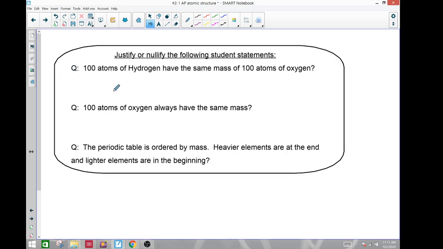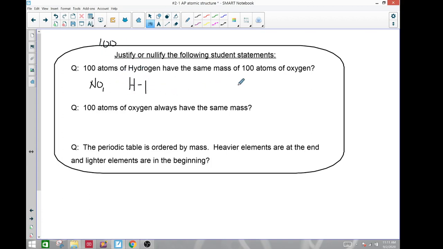All right. Moving along. Justify or nullify the following statements. 100 atoms of hydrogen have the same mass as 100 atoms of oxygen. This would be a big no. You should be trying this on your own. Why? Well, first of all, we don't know what isotope of hydrogen it is. But even on average, hydrogen only has a mass of 1. That's the most common isotope of hydrogen, because the average is 1.00.